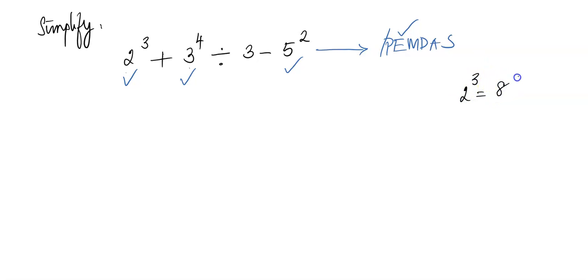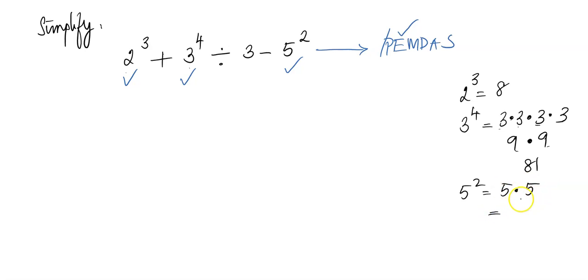We just saw 2 cubed was 8, so we don't have to expand that. 3 power 4, we saw this also in another problem, but I will show it to you again. 3 times 3 is 9, times 3 times 3 is 9, 9 times 9 is 81. So 3 power 4 is 81. Then we have 5 squared, which is 5 times 5. Again, don't be in a hurry and do 5 times 2. That will totally mess things up. So 5 times 5 is 25. So I want to replace all these values by their expanded answers. So 8 plus 81 division 3 minus 25.